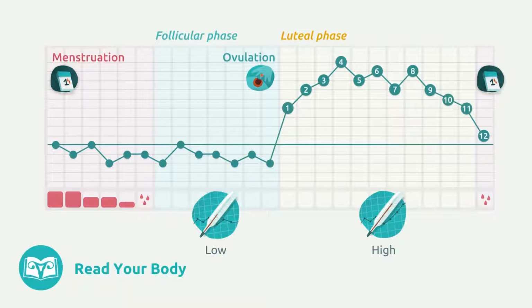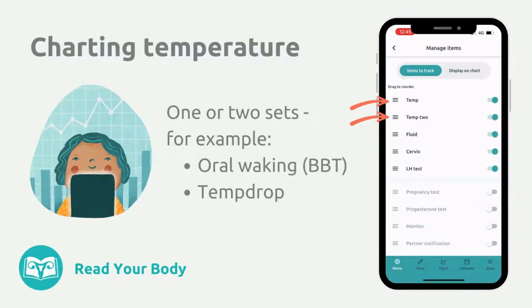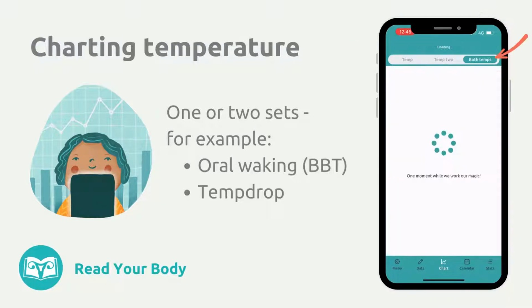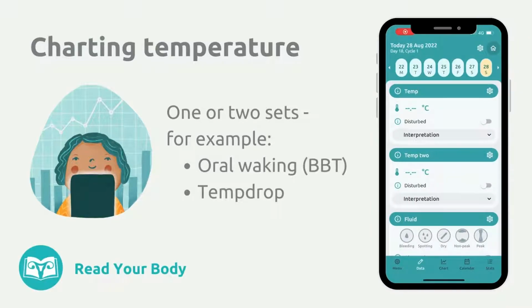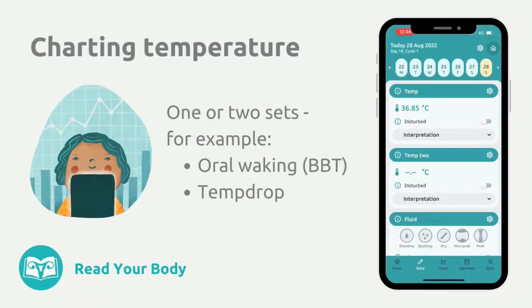So what are the options for charting temperature in the Read Your Body app? It's possible to track 1 or 2 sets of temperatures, for example oral waking temperatures alongside overnight Tempdrop readings. Enable what you need in your settings. If you choose 2 sets of temperatures, you can toggle between viewing one or the other, or both together on your chart. Each day you can input readings from your chosen basal body thermometer in your data screen.